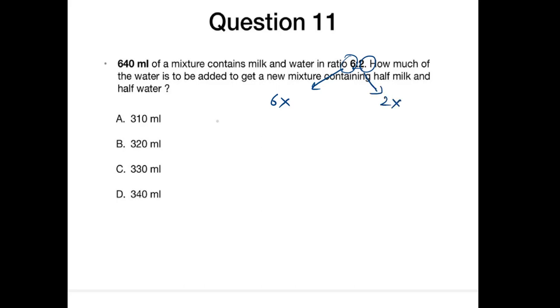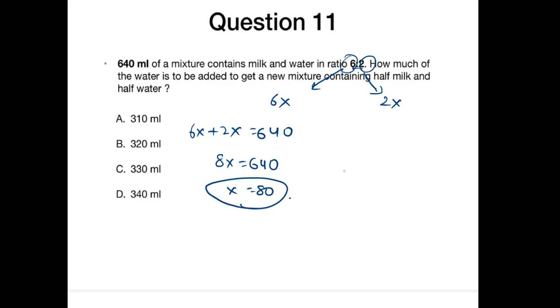So what exactly can we do right here? They gave the mixture as 6x plus 2x is 640. So 8x is going to be 640, so x is obviously 80. So 6x will be 6 into 80, which is 480, and 2x is going to be 160. So we got 480 and 160.